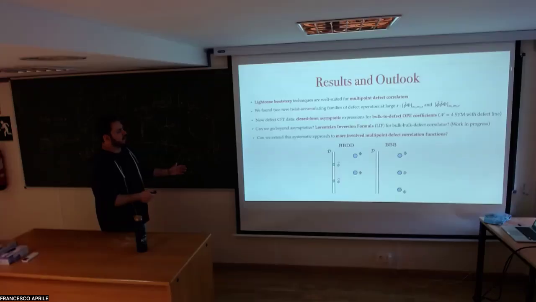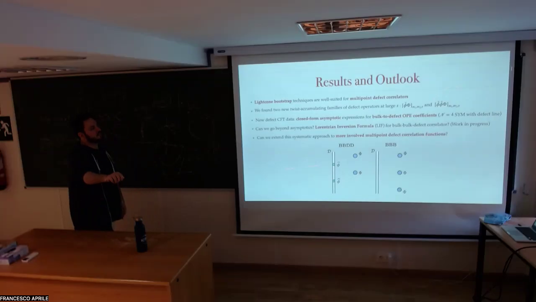We found in particular that there are two new twist accumulating families of defect operators at large spin, this double twist and this triple twist, and we found their defect CFT data. So we found this closed form asymptotic expression, in particular for the case of an equal force square with the defect line. So one possible future direction would be, can we go beyond asymptotics?